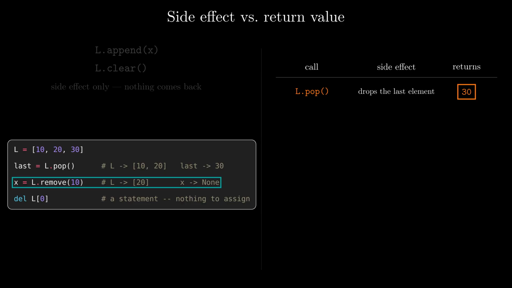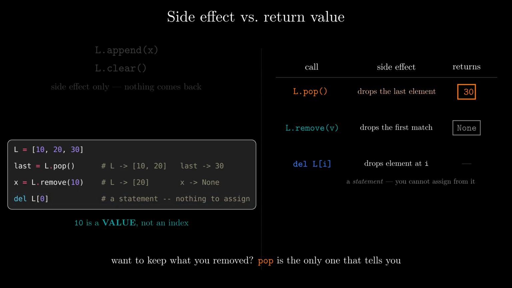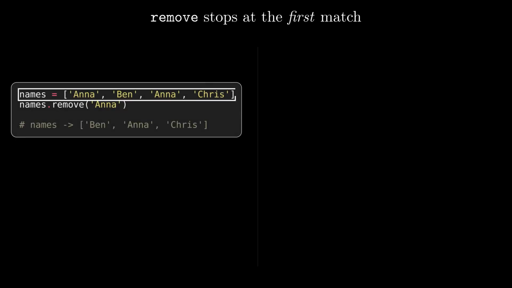Then remove the value 10, and note we are naming a value here, not a position. Del and remove have no return value at all. Assign a variable from a call to remove, and that variable is None. Del is not even a function call, it is a statement, so there is nothing to assign from in the first place. If you want to keep what you removed, pop is the only one of the 3 that will tell you.